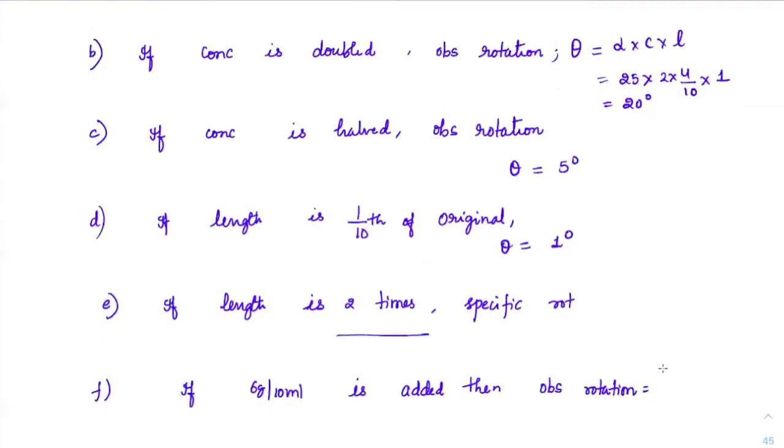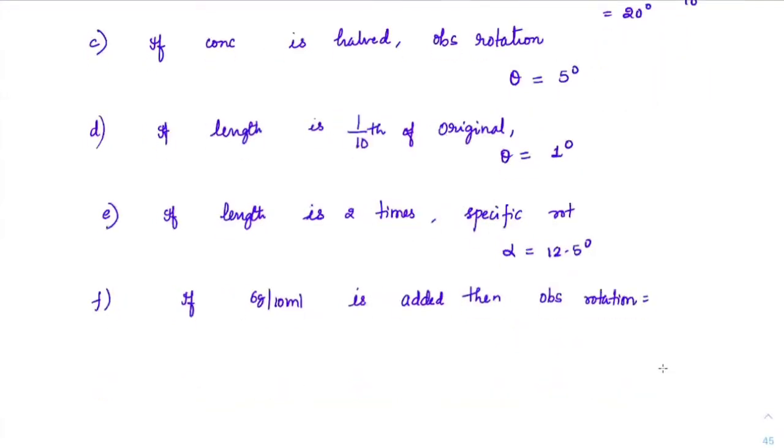Next, if length is 2 times, then what will be the rotation? That is alpha. What will be the alpha? 12.5. Right. Now this time alpha would be 12.5. Very good. Correct. Next, if 6 grams by 10 ml is added, then what will be the observed rotation? Then what will be the theta value?